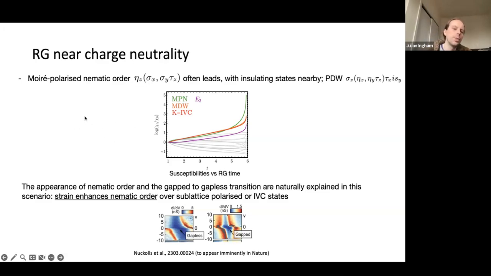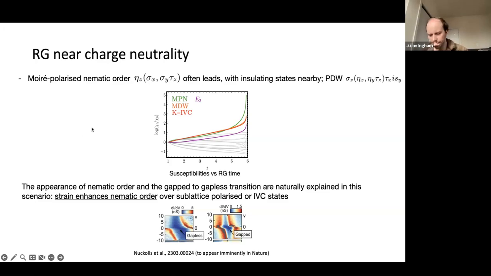So this feature of nearly degenerate nematic and KIVC order naturally explains these recent STM experiments that I mentioned. So as a function of strain, the more strained devices saw a gapless charge neutrality point, and the ones that are very low strain had a gap. Now, strain couples to nematic order, enhancing it. And so if we have nearly degenerate KIVC and nematic order, we can imagine a situation in which KIVC has a slight edge, but then as strain is increased, strain enhances the nematic susceptibility and nematic order wins.